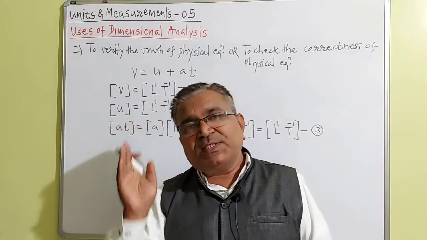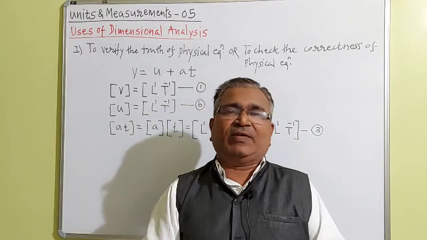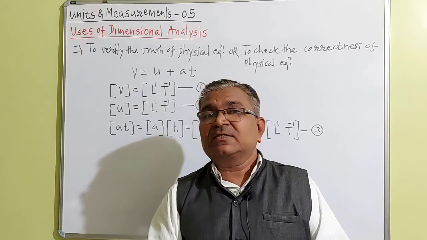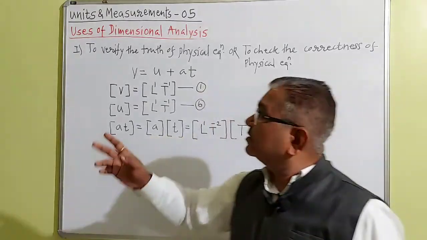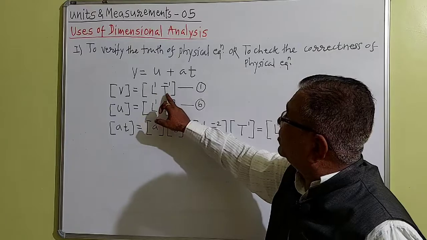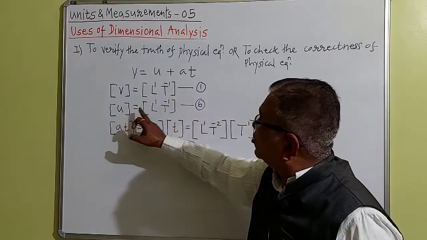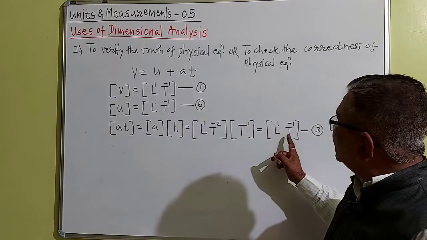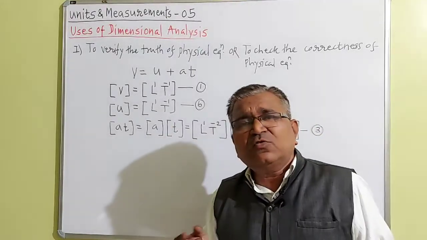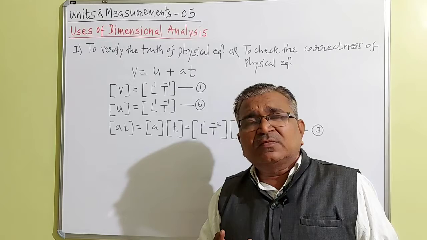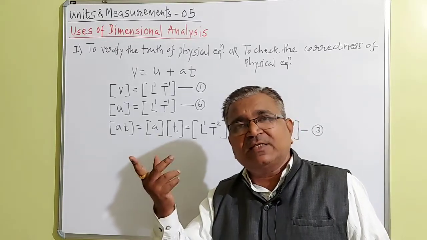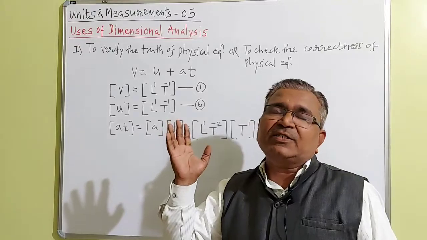Dear students, observe those 3 equations. After observing them, what is our conclusion? See here. Dimension of V is equal to L^1 T^-1. Dimension of U is equal to L^1 T^-1. Dimension of AT is also equal to L^1 T^-1. So what do we conclude? Dimension of V is equal to dimension of U is equal to dimension of AT. So the given equation is dimensionally correct.